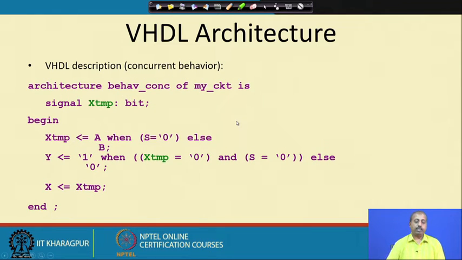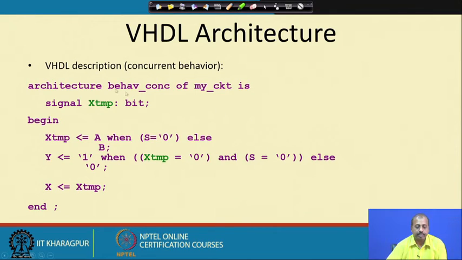However, there can be another style of description which is known as concurrent description. This is closer to the hardware, because we know that in hardware everything is parallel in nature. As far as the hardware description is concerned, it is written like this. Again this has to be an architecture. This is another architecture of my circuit.